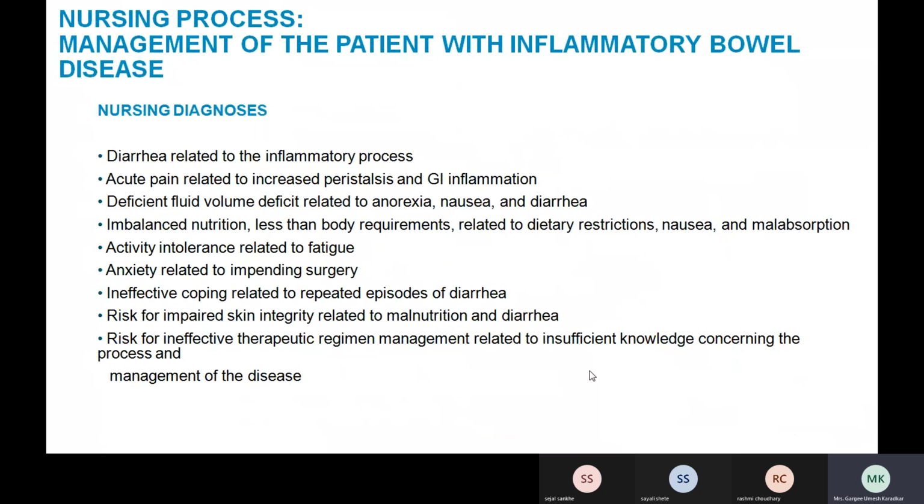Okay, what about the nursing process? These are the likely diagnoses in the patients. First diarrhea, which may be related to the inflammatory process, acute pain, which is related to the increased peristalsis and GI inflammation, and deficient fluid volume, that is because of anorexia, nausea, and diarrhea, imbalanced nutrition, which is less than body requirements, related to the dietary restrictions, nausea and malabsorption, activity intolerance related to fatigue, anxiety related to impending surgery, ineffective coping related to repeated episodes of diarrhea, risk for impaired skin integrity related to malnutrition and diarrhea, risk for ineffective therapeutic regimen management related to insufficient knowledge regarding the process and management of the disease.